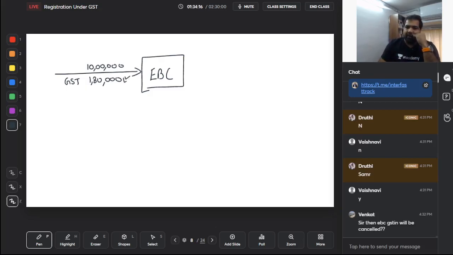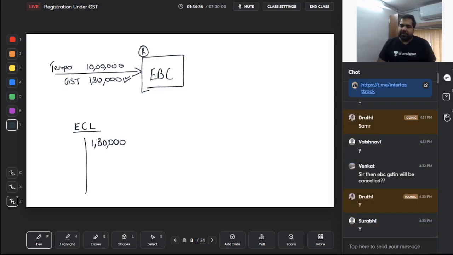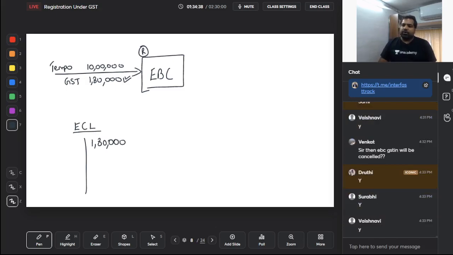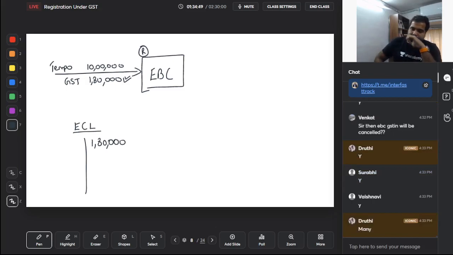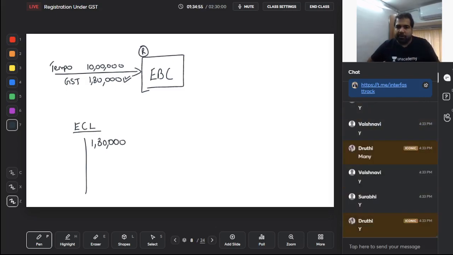Guys, can they take a credit of this tempo's 1 lakh 80 GST? Yes. So in the electronic credit ledger, can they take the entire 1 lakh 80? I want answers, please. Guys, this is a tempo that they've bought. They are registered. Can they take the credit of 1 lakh 80 to the electronic credit ledger? Yes. But guys, aren't you going to use the tempo only for 1 day, or are you going to be using it for many days, months and years? Guys, you're going to be using it for long. So did the government give you a benefit immediately? Yes. So is that a good thing? Yes. But they take a promise from you.